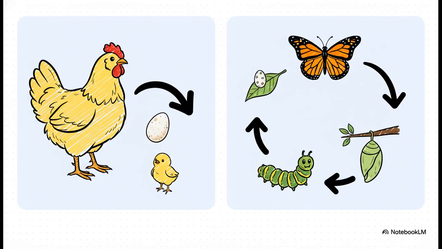And finally, how does an animal grow up? In direct development, the young simply looks like a miniature version of the adult, like with humans or birds. Pretty straightforward. But in indirect development, you have this larval stage that looks completely different from the adult. Just think of a tadpole and a frog, or a caterpillar and a butterfly. These animals have to go through a mind-blowing transformation called metamorphosis to reach their final adult form.